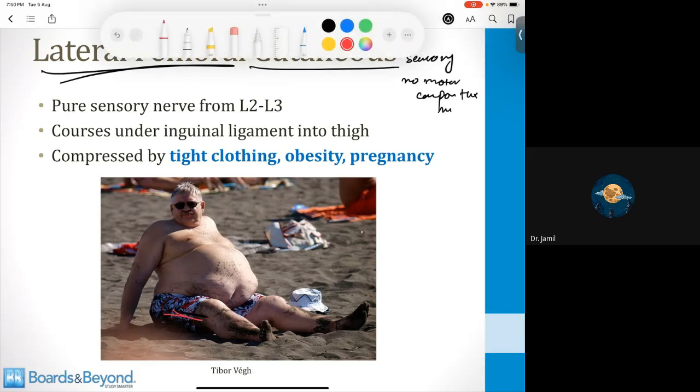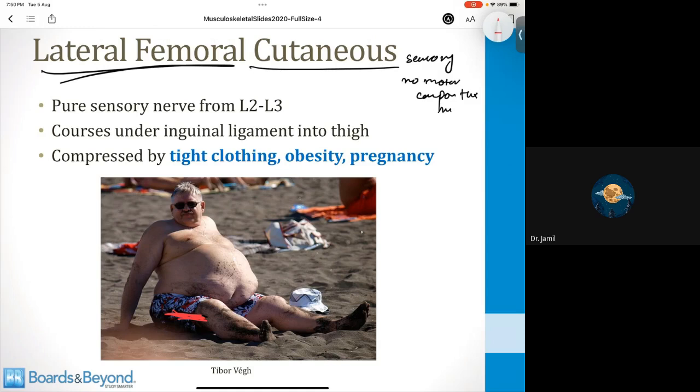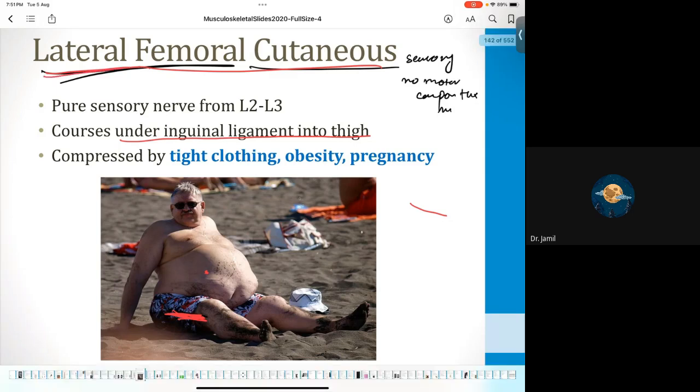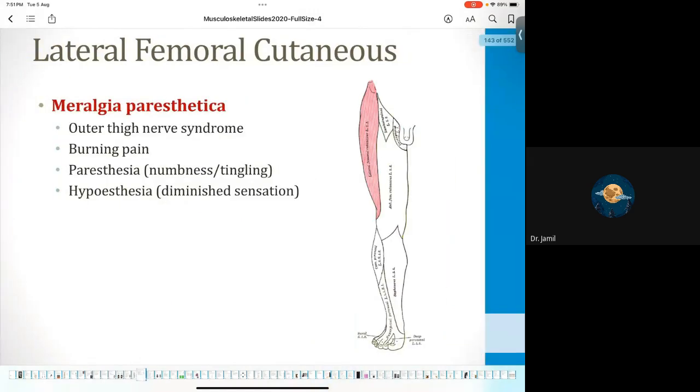Or the lateral thigh, I would say. Am I right? As the name indicates, it's lateral femoral cutaneous. The lateral thigh only, cutaneous, only skin, right? So it's going to course under the inguinal ligament. Those who are obese and wear tight clothing can compress this nerve, which would lead to something called meralgia paresthetica.